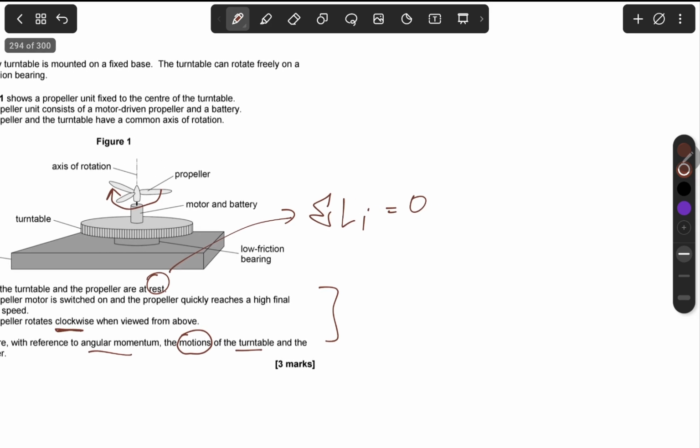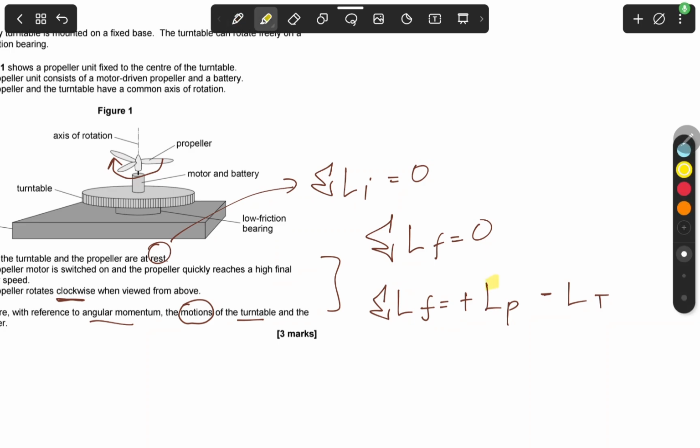Alright, so the sum of the initial angular momentum is 0, and we can also say that the sum of the final angular momentum must also be equal to 0. The sum of the final angular momentum right now is going to be the angular momentum of the propeller. I'm going to take clockwise direction as positive. Now to cancel it out so that it becomes 0, the turntable must move in the anti-clockwise direction. So I'm going to write minus L, angular momentum of the turntable.